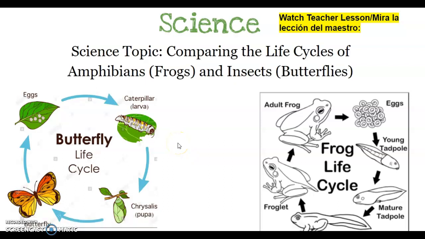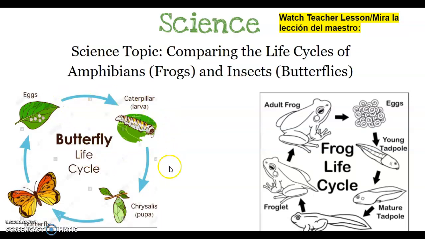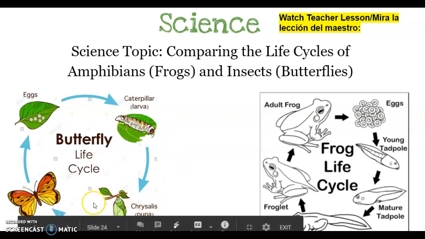So we talked about this last week about the butterfly life cycle, which was they started in the eggs, they turn into the caterpillar, then they go in their pupa, and then they transform into a butterfly. We call that metamorphosis. And then the cycle just repeats.